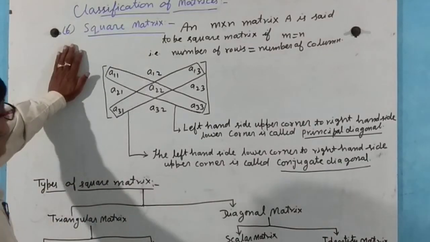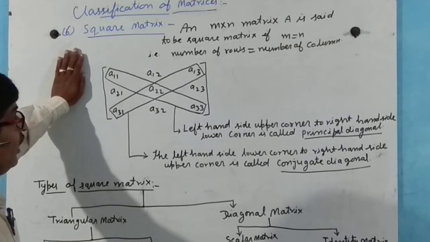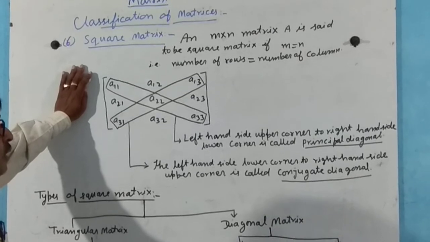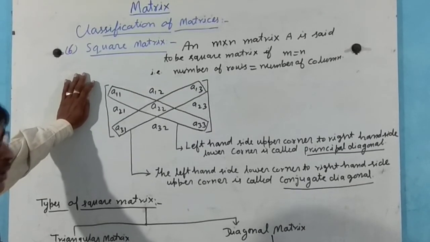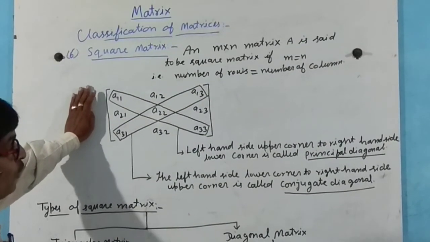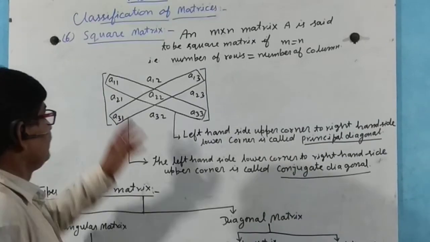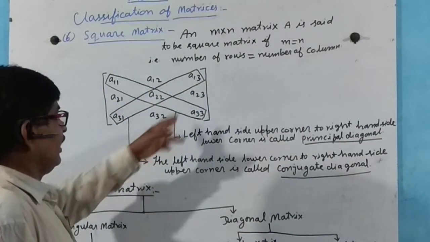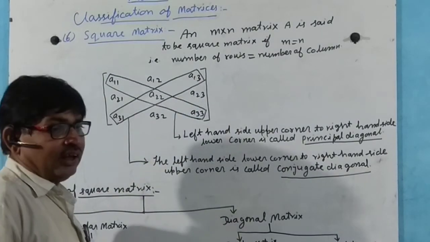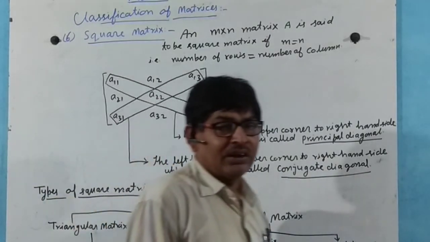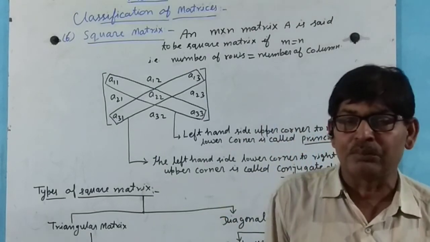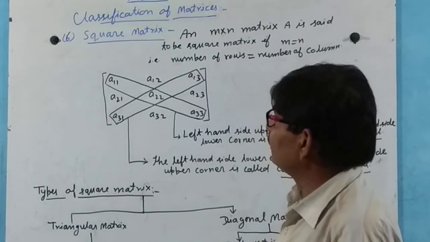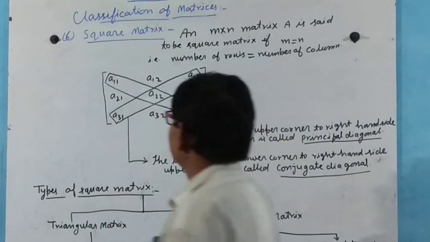Now square matrix. An M cross N matrix A is said to be a square matrix if M is equal to N, that is, the number of rows equals the number of columns. It means that a 2 cross 2 matrix, 3 cross 3 matrix, 4 cross 4 matrix, 5 cross 5 matrix is known as a square matrix.